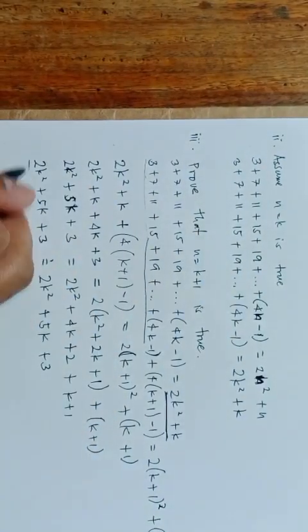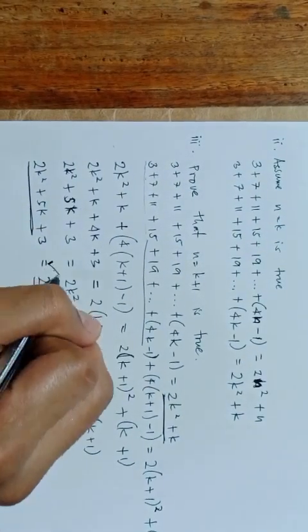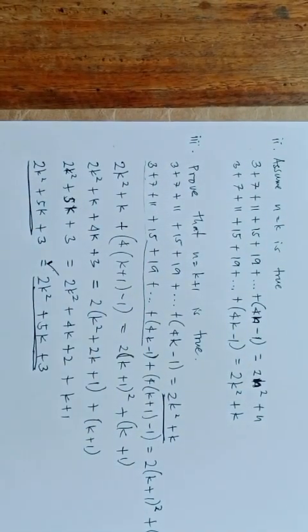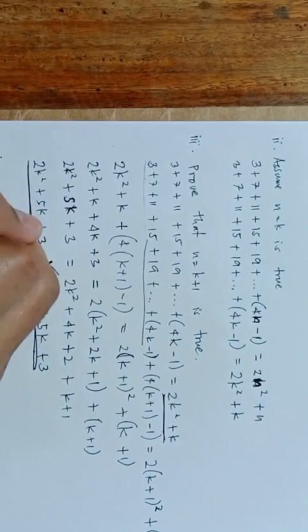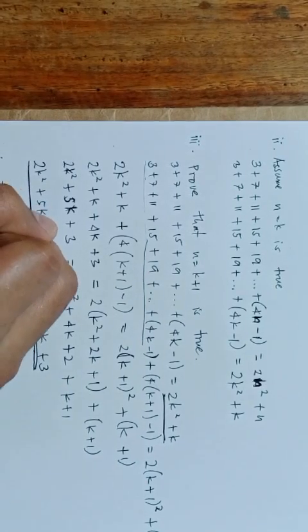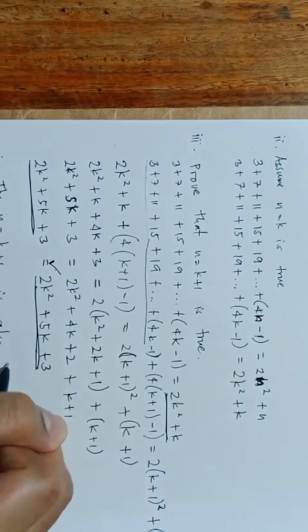Therefore, this expression is equal to this expression. So we prove that it is also true for n is equal to k plus 1. Therefore, n is equal to k plus 1 is also true.